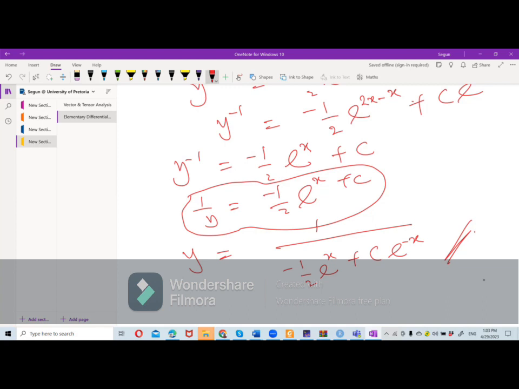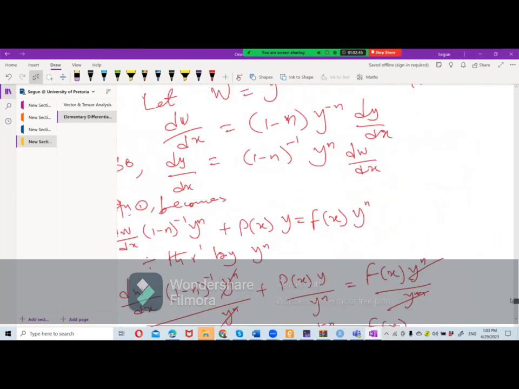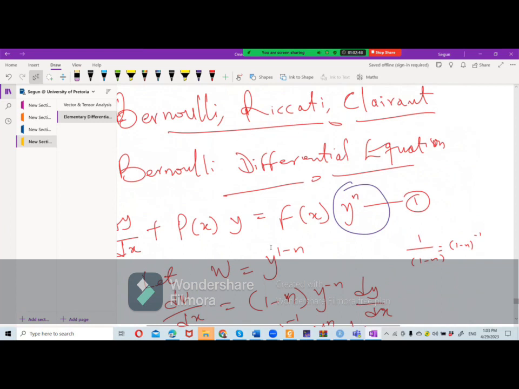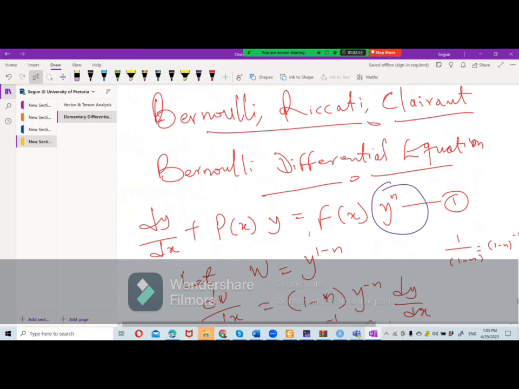Okay, let's look at when you are given a Bernoulli equation. How do I know my Bernoulli must be in the form of this equation? I must be able to read all these parts in my Bernoulli: dy/dx plus p of x times y equals f of x times y raised to power n. Please take note of that.